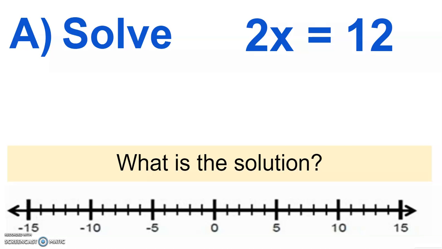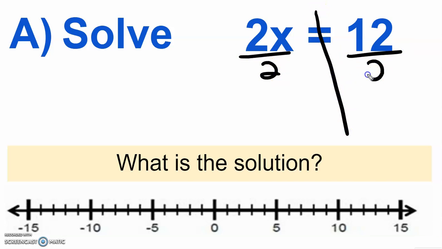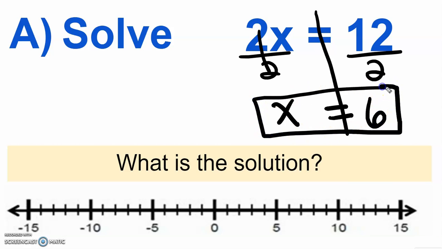So to get started, let's go ahead and solve this first equation. 2x equals 12. Now to solve, we have to get rid of times 2, so we need to divide by 2. And of course, we do the same thing on both sides of our equation. So this side gives me 1x, which is x, equal, and 12 divided by 2 is 6. So the solution to this equation is simply x equals 6.